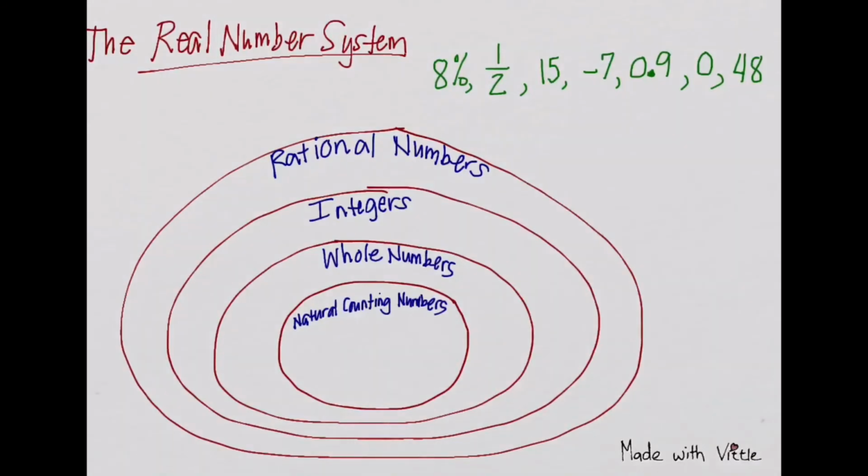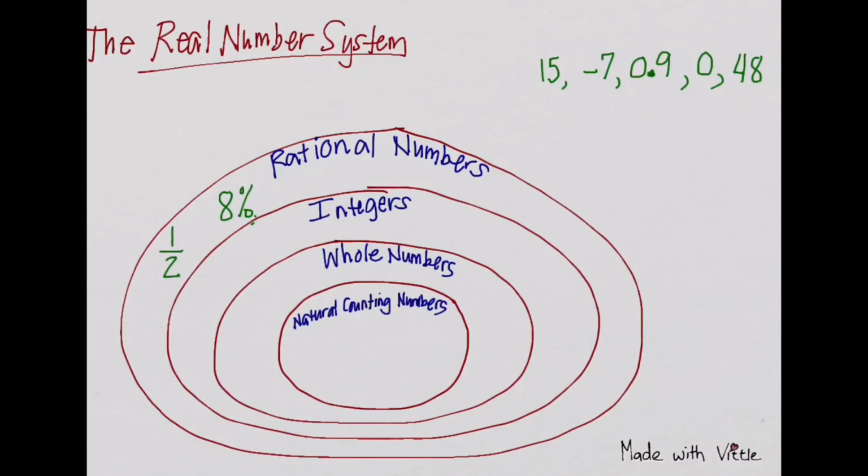Let's find out, where are we going to place that 8%? Of course, you will talk to yourself or think, I cannot count with 8%, it's not a whole number, it's not an integer, so you place it here where it says rational number. The next one is 1/2. Do we count with 1/2? No, we don't count with 1/2. It's not a whole number, it's just half. It's not an integer, it's not on your number line. So you place it here where it says rational numbers.